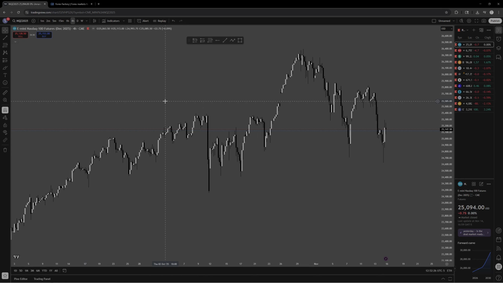Now, what are we looking at? So this is Tradingview. When you create an account, your charts will be red, green. Candles will be red and green. Your background will be white. You won't have any of this.